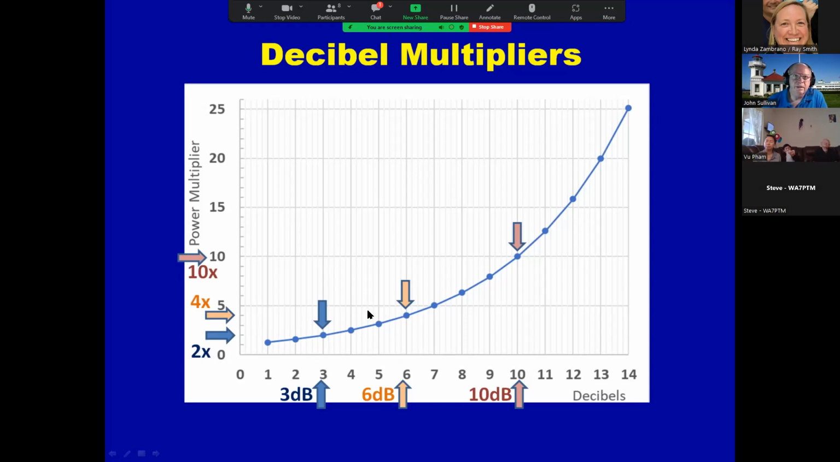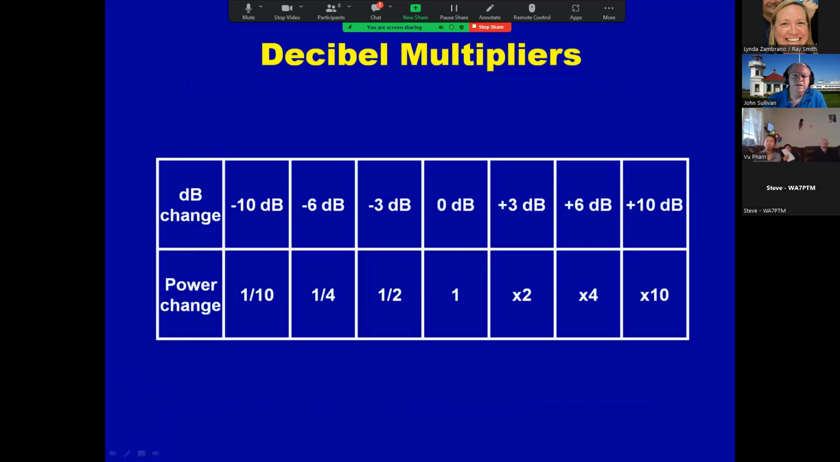6 dB is 4 times, quadrupling of the power. So if we have a 3 dB increase in something, it's doubled. If you have a 6 dB increase in something, it's quadrupled. If you have a 10 dB increase in something, it's 10 times as big. Okay? And those are the only numbers you will see in the exam pool. That's the only ones you need to worry about. Okay, so here's an example.